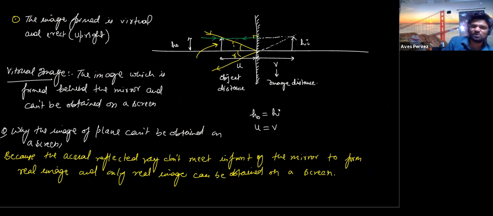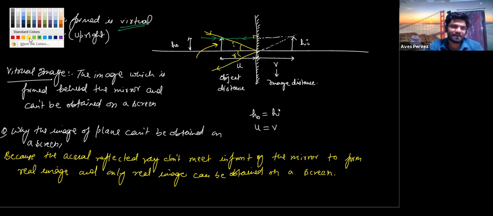Okay, let's move further. So next is that the image formed is virtual and erect. The fourth point is the image formed is virtual and erect. What do you mean by the word virtual? Virtual means not real. The opposite of virtual means that it does not have any real existence.